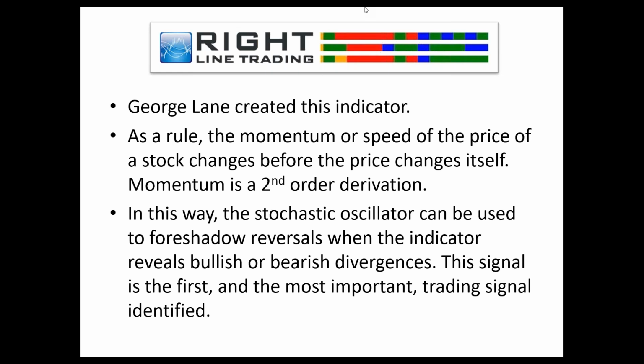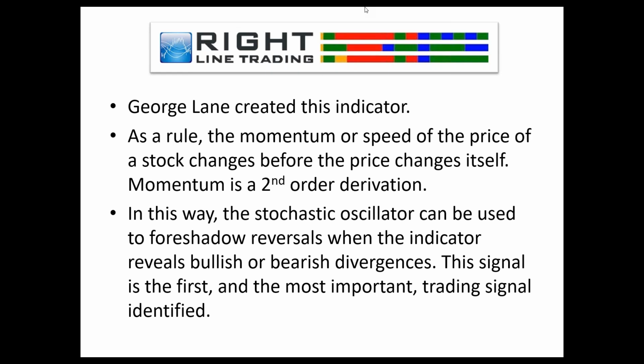Now, what an oscillator does is it looks at momentum, and momentum is a second order derivation. And what it looks at is the change in rate of speed of the movement of price. And that can be on any financial instrument. I wrote stock, but it can be also the change in price of a forex pair, or the change in price of a futures market. So what we're looking at is the change in price, or the rate of change in price.